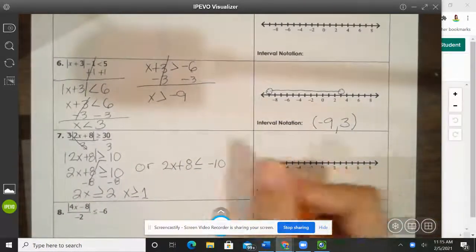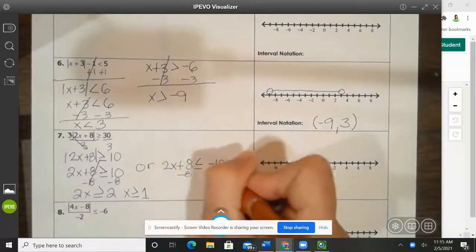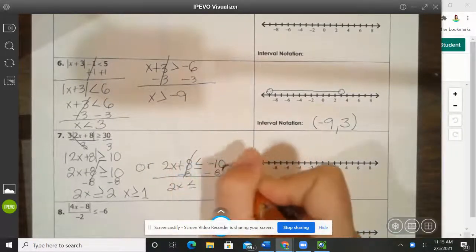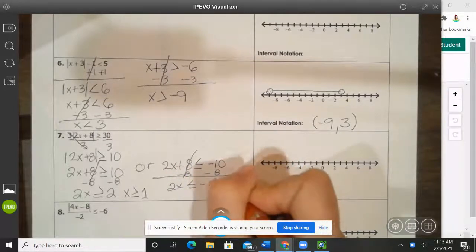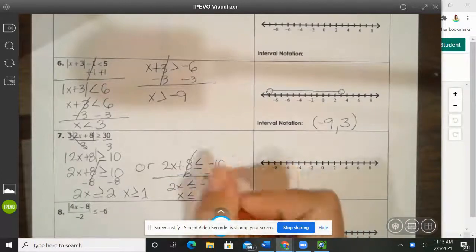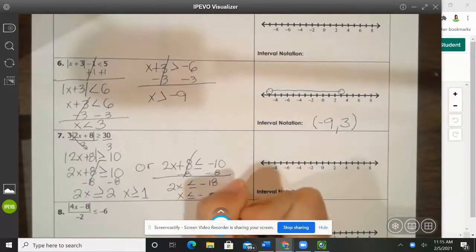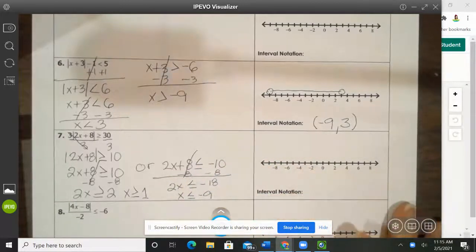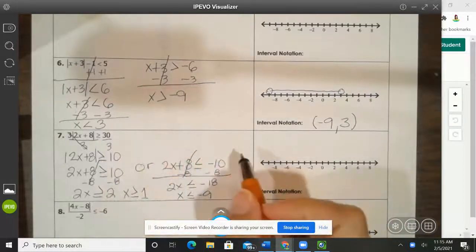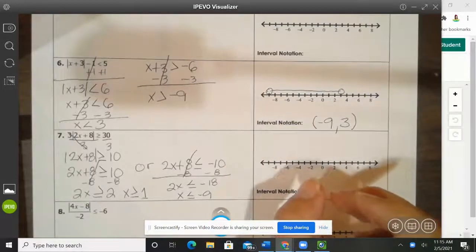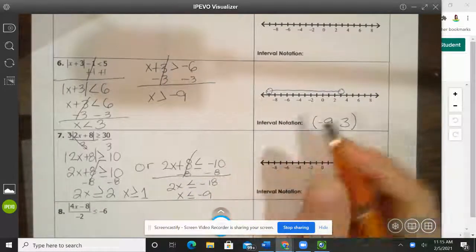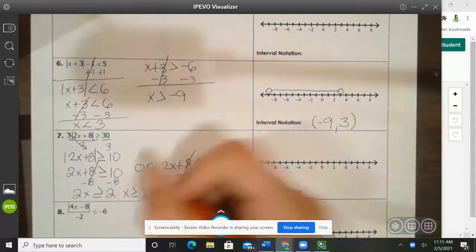And then my other case would be minus 8, minus 8. That goes away, and I have 2x is less than or equal to negative 18. And then I divide by 2, and x is less than or equal to negative 9. Now, because this is a greater than situation, this is an or. So it goes separated, right? So then x is greater than or equal to 1.